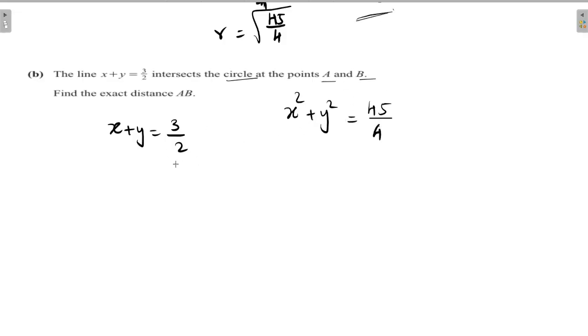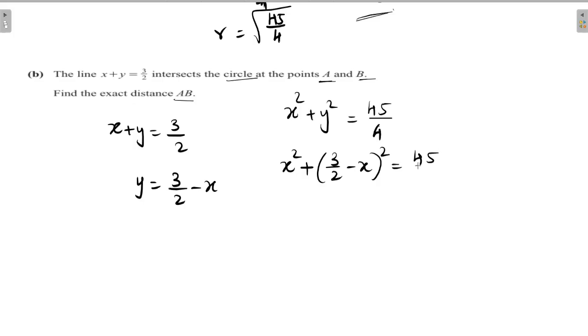So let us solve both equations to get the values of the points A and B. After finding the points A and B, let us find the distance between AB. From the equation of the line, y equal to 3 by 2 minus x. Let's replace y equal to 3 by 2 minus x in the given equation of the circle. So x square plus (3 by 2 minus x) the whole square is equal to 45 by 4.